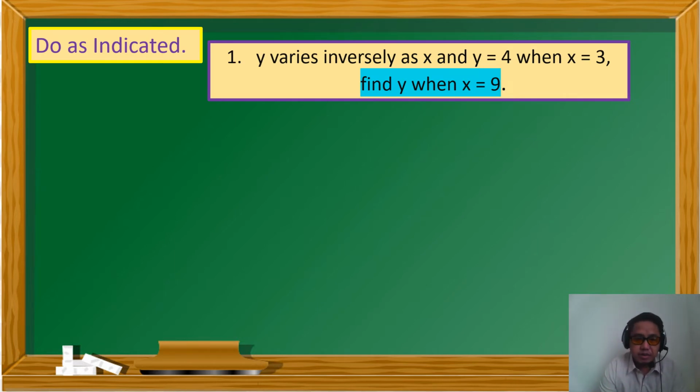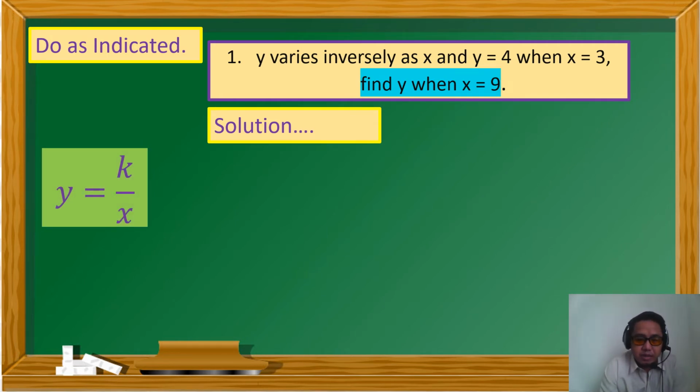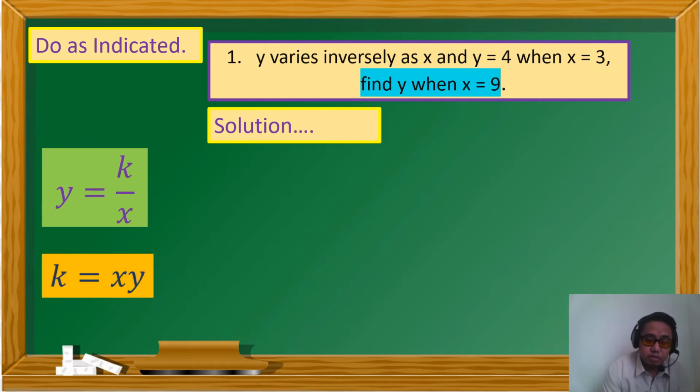Again, ang first step na kailangan natin gawin is to write yung variation in mathematical sentence. So, y varies inversely as x. Kung alam mo yon, ito dapat yung sagot natin. Kung yan ang sagot mo, very good ka. So, y is equal to k over x. And then, you should know if you have y is equal to k over x, your k will be the product of x and y. So, k is equal to x times y. And then, find the value of k. So, the constant of variation, that's the next step.